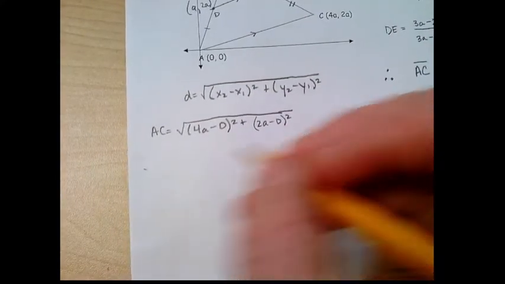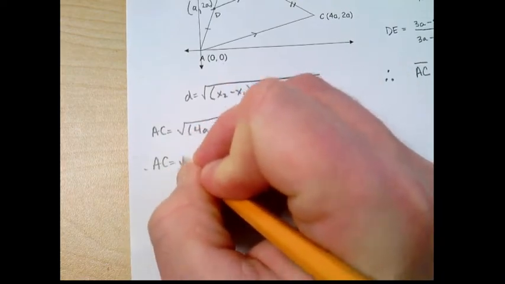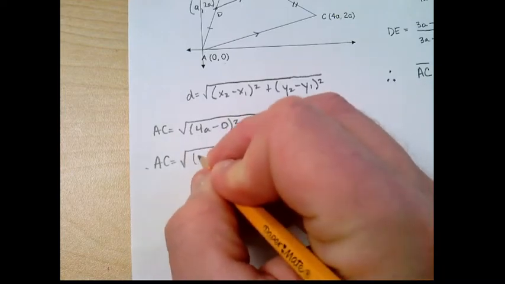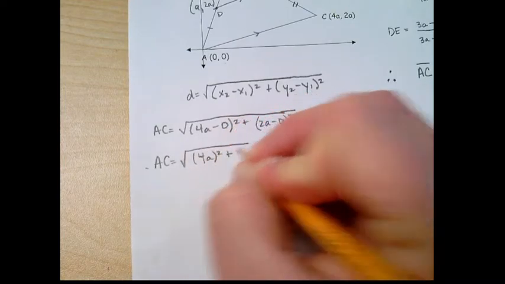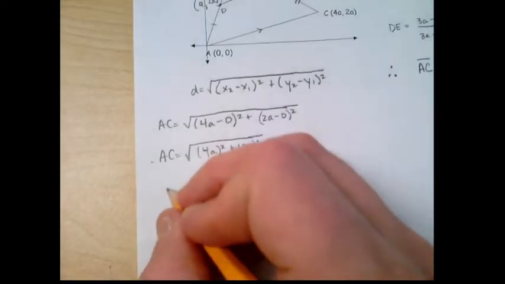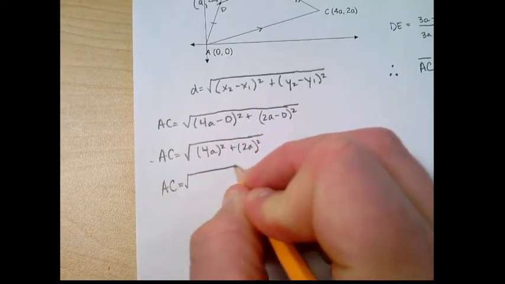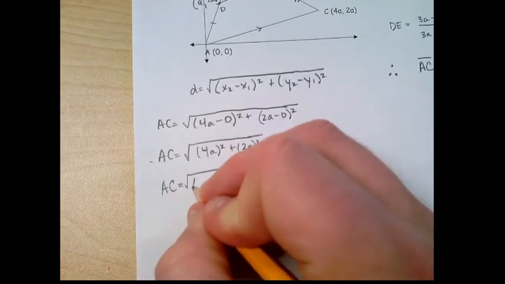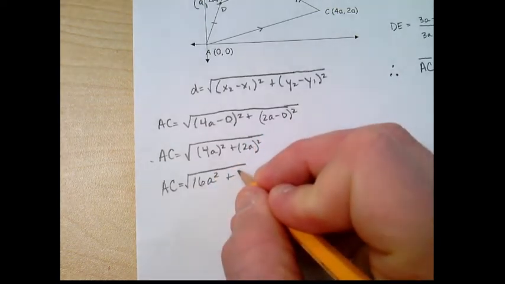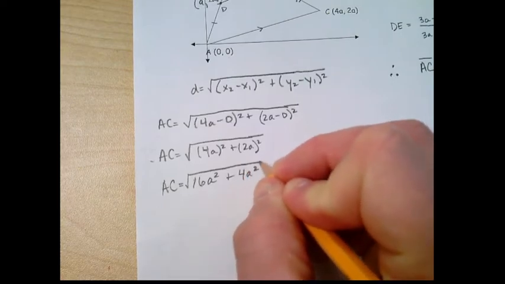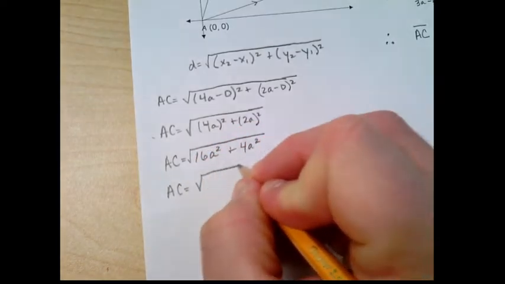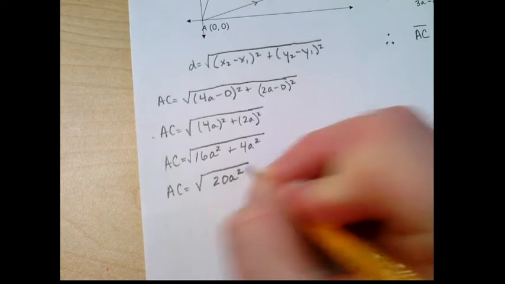So if I work this out, AC is the square root of 4a minus 0, which is just 4a, and 2a minus 0 is just 2a. Now if we square both of those, we get 16a squared, because we're squaring both the 4 and the a. And squaring 2 and a, we get 4a squared. Now, if I bring those two together, you get 20a squared.